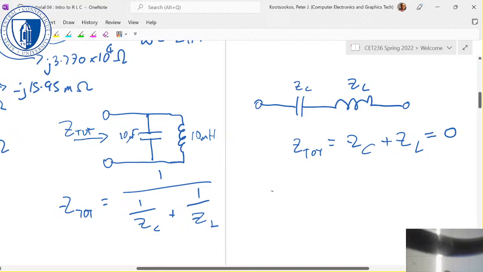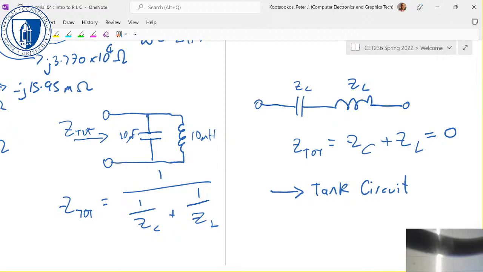And we're not going to talk about them in this course, but there's a circuit that makes use of that zero impedance called a tank circuit, and it lets you do some interesting things. Particularly, it lets you build oscillators, right? Because this is only happening at one frequency. And if you want to build a circuit that oscillates, then a tank circuit is one way to build an oscillating circuit.